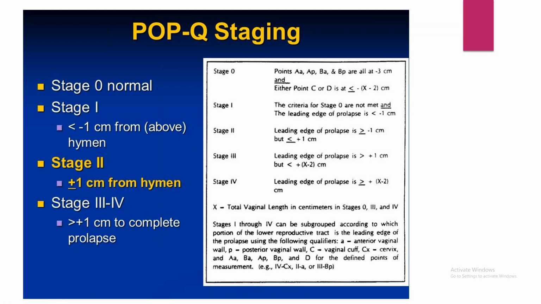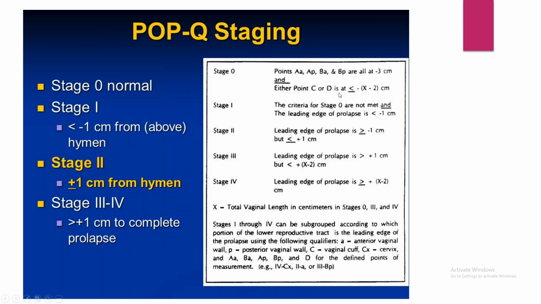Below the hymen it is plus. Above the hymen it is a minus measurement. Okay. So when you call it stage 0, AA, AP, BA and BP all are at -3.